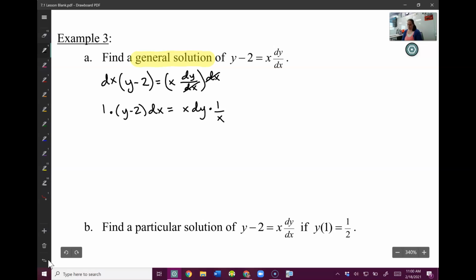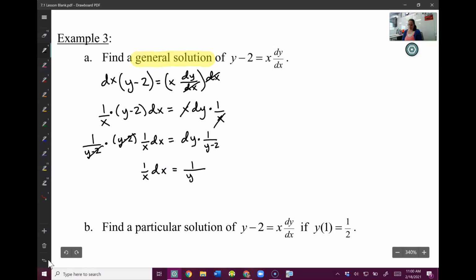Let's multiply this one by 1 over x. So now I have 1 over x dx. So now my x's are together. And multiply this one by 1 over y minus 2. And now I have my y's together. So let's check: x's and dx's on one side, y's and dy's on the other. That means I'm good to integrate.